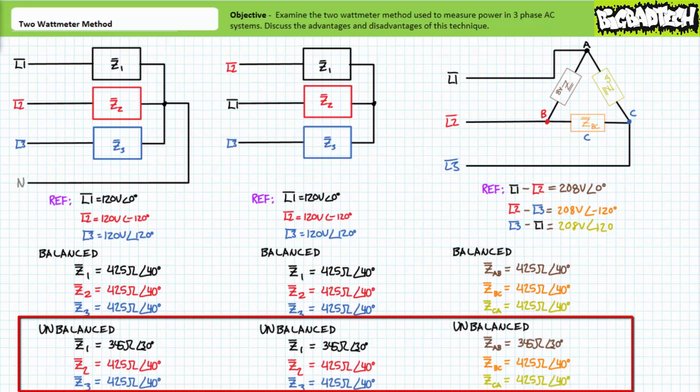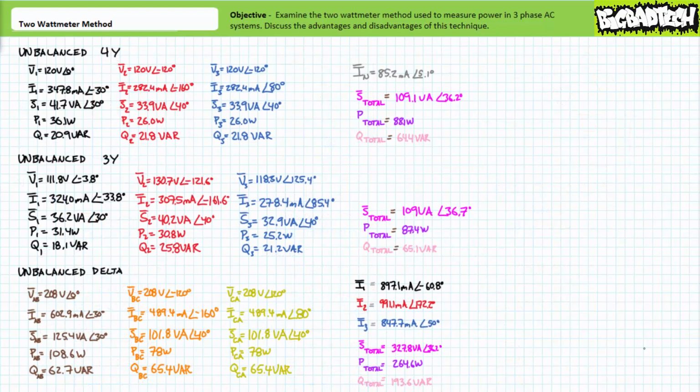Then we modified one of our impedances to 345 ohms at an angle of 30 degrees and analyzed an unbalanced 4-wire Y, an unbalanced 3-wire Y, and an unbalanced delta configuration in the 60 Hz, 120, 208 volt three-phase AC system. The results for the unbalanced configurations appear before you. You'll note some very predictable outcomes that highlight how different unbalanced load configurations interact with a three-phase AC system. You may want to take a screenshot of this data, particularly the line-to-line voltages, the line current, and the power figures, because we'll be referencing this set for several illustrated examples.